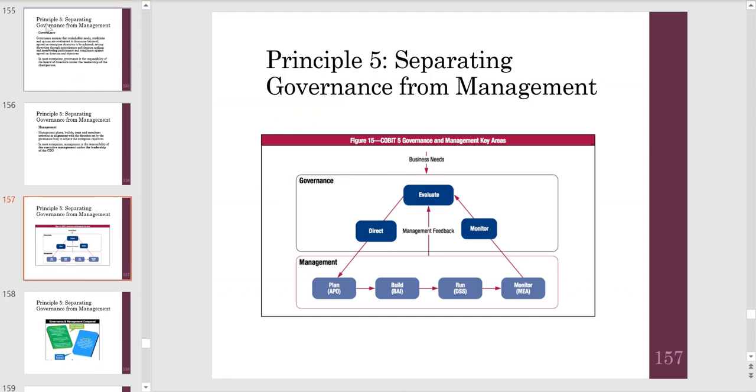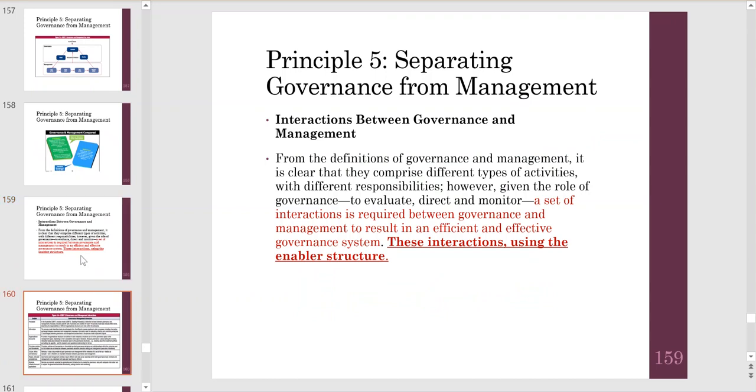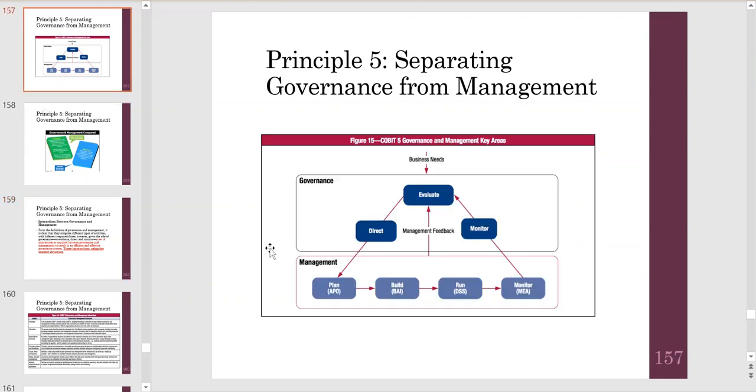So COBIT 5 makes clear distinctions between governance and management. If you know clearly the processes for governance, you know the processes for management. 37 processes, 5 here, 32 here. So I think this is what we discussed earlier. There's interaction usually between governance and management. You see this interaction here.